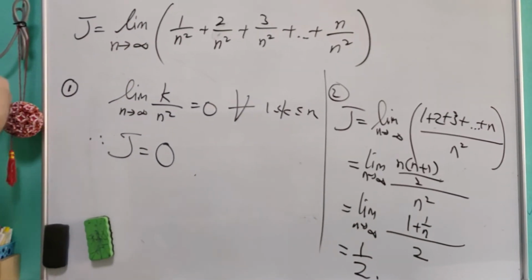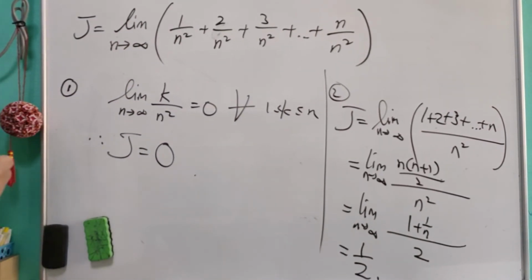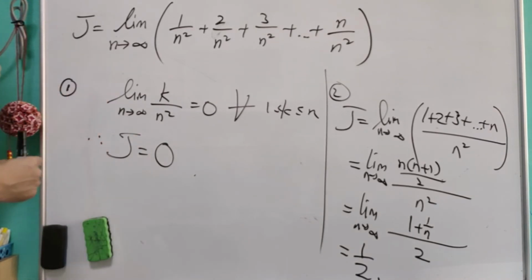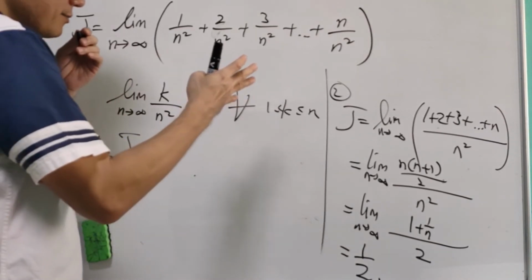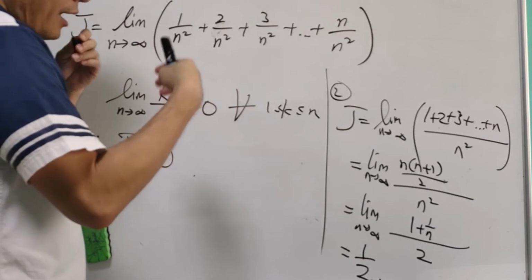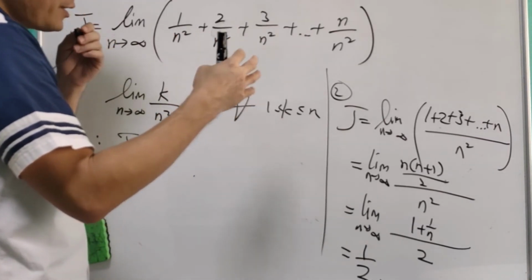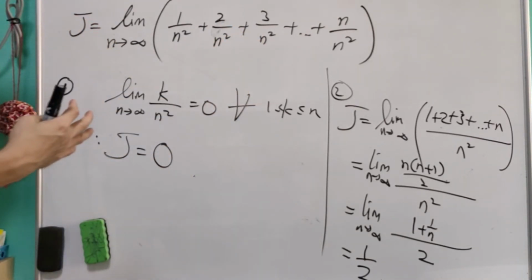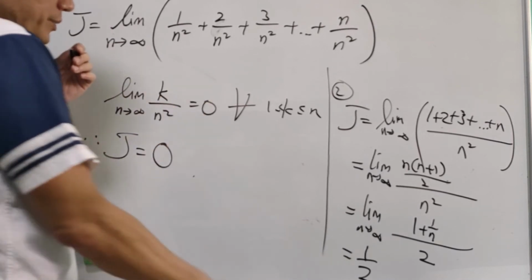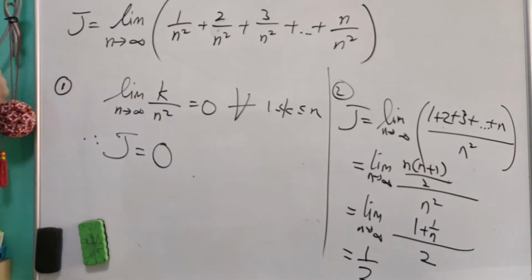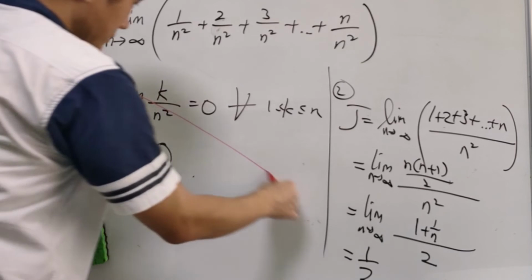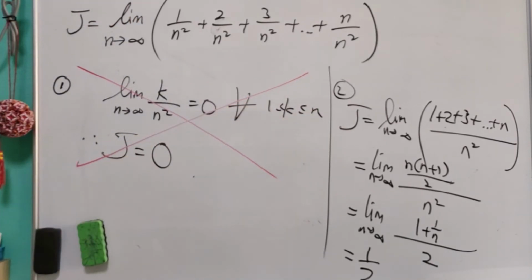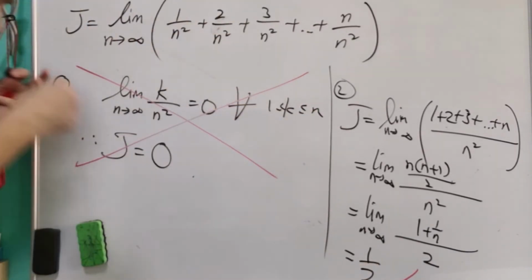How do we know which answer is correct? We can try for some fixed n. For example, n equals 10, n equals 100, n equals 1,000, 10,000, and so on and so forth. You see that the answer will be closer and closer to half. Therefore, we conclude that the first argument is not correct. The answer should be equal to half.